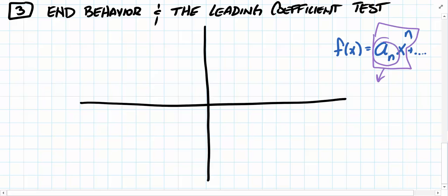So a sub n, being the leading coefficient, has to be a real number, but it has two choices. It can either be positive or it can be negative. You guys agree with that? Real numbers are positive or negative, as long as it's not 0 for us, okay?